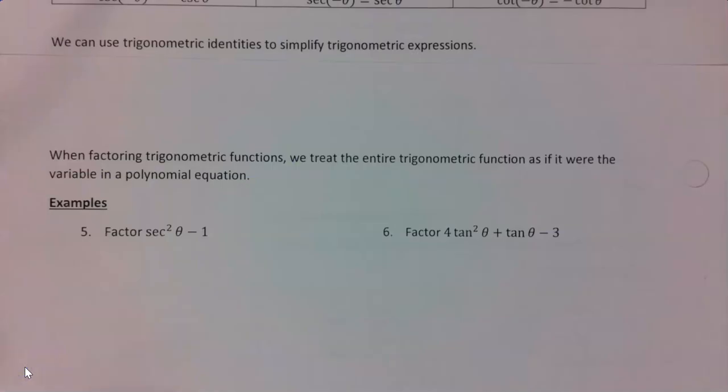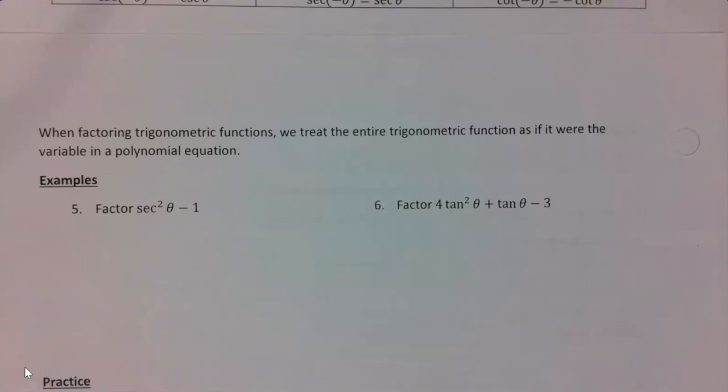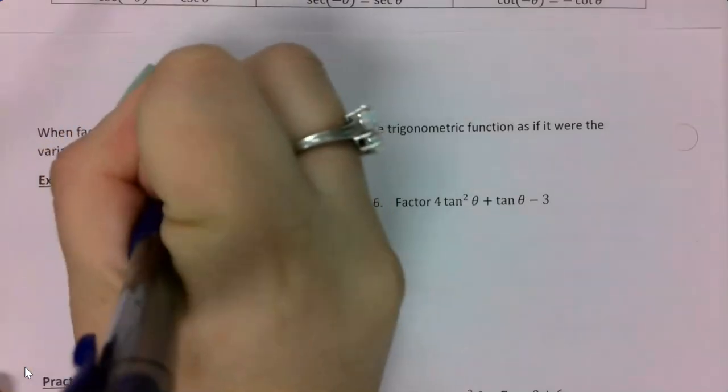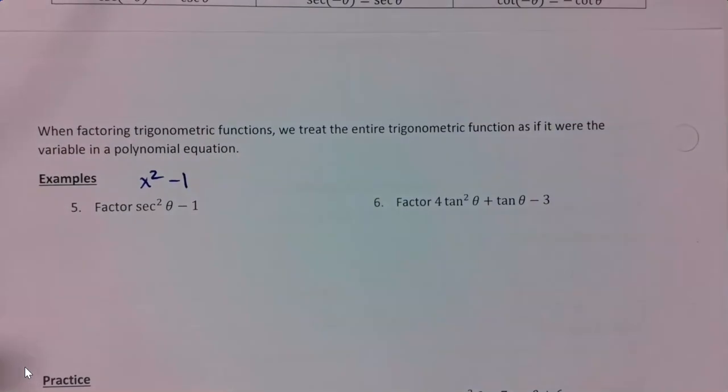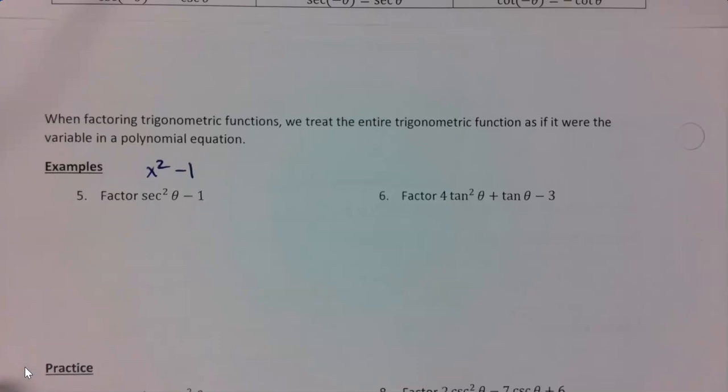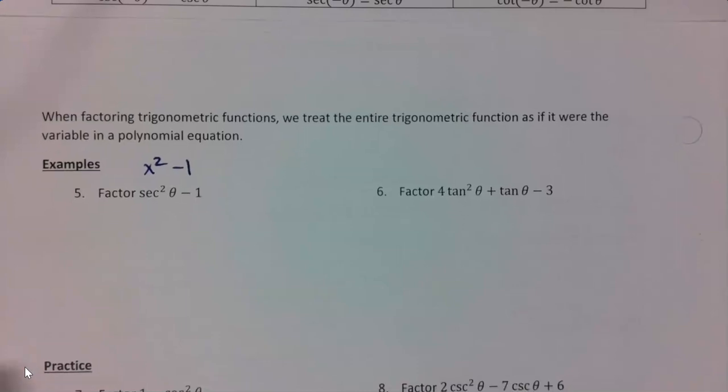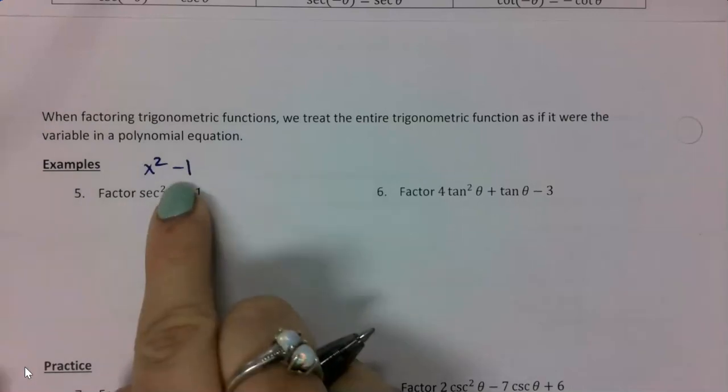Okay, so on the ones on the back, these ones are factoring. So if I think about it, this is kind of the same thing as if I had x squared minus 1. How would I factor that? So secant squared minus 1 is the same thing as if I just had x squared minus 1. How would I normally factor x squared minus 1?